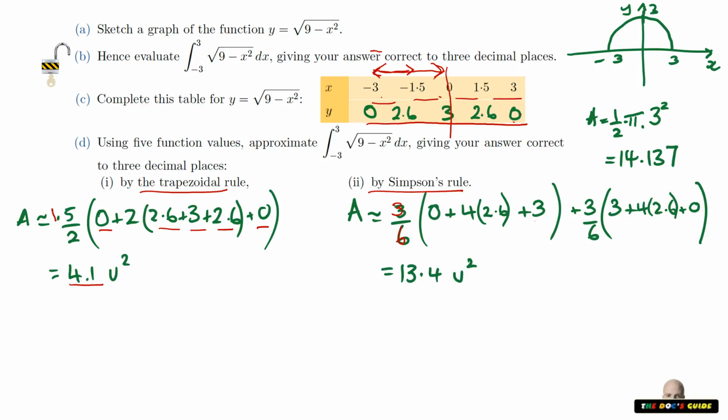And 13.4 square units is our answer. So this one here is obviously wrong. This should be multiplied by a factor of 3 effectively, which would make it 12.3, which is much better.